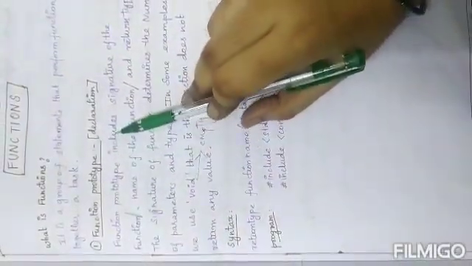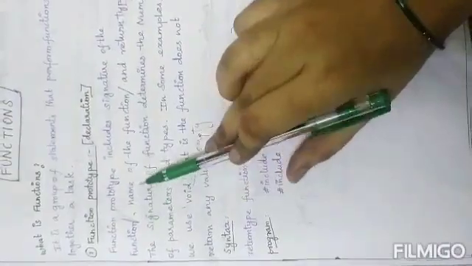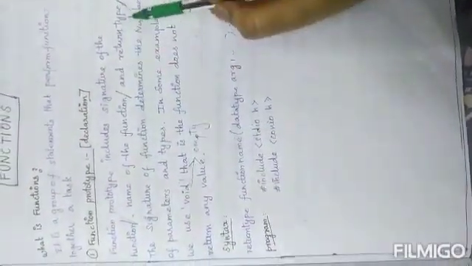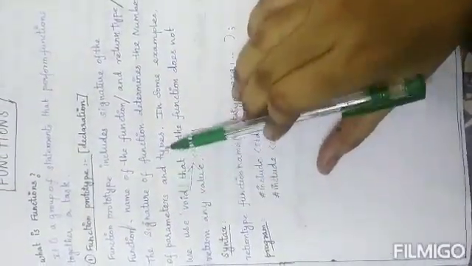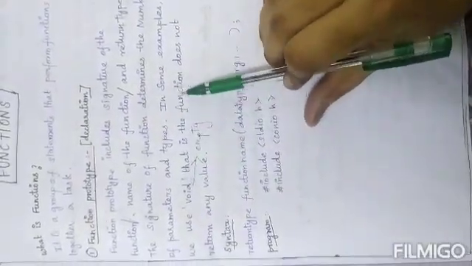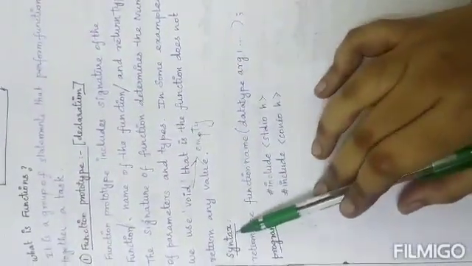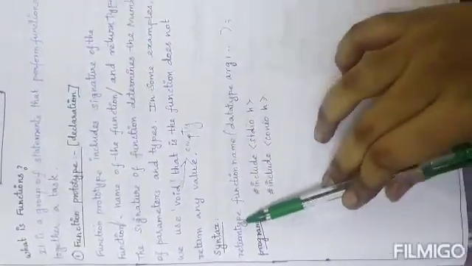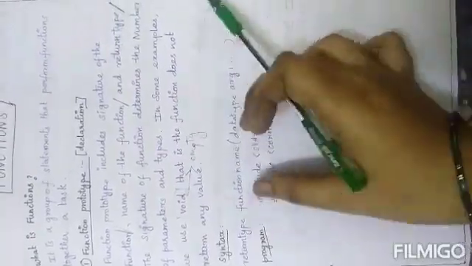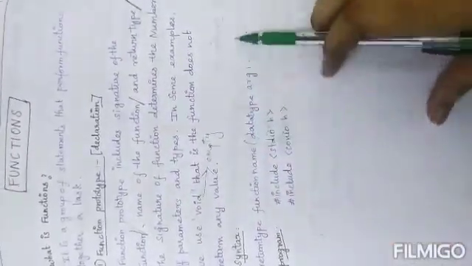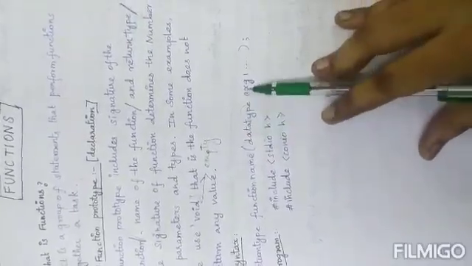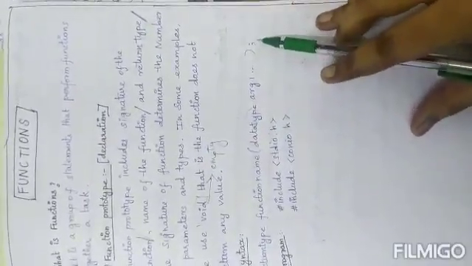Function prototype includes signature of the function, name of the function, and return type. The signature of the function determines the number of parameters and types. In some examples we use void, that is the function does not return any value. Void means empty. Now the syntax for this function prototype is: I need the return type, that will be mentioned first. Then I will have my function name. In the brackets the data type and argument 1 will be added, followed by a semicolon.